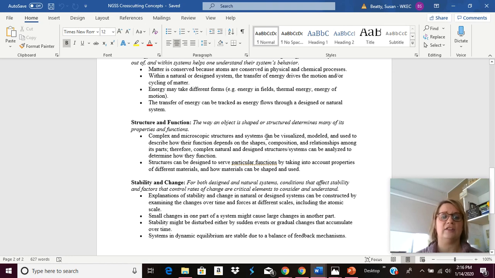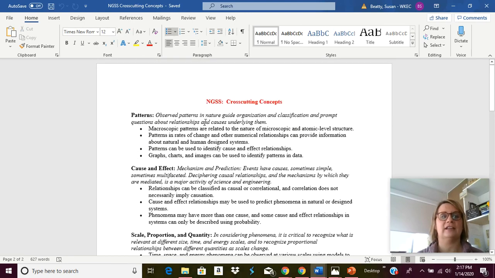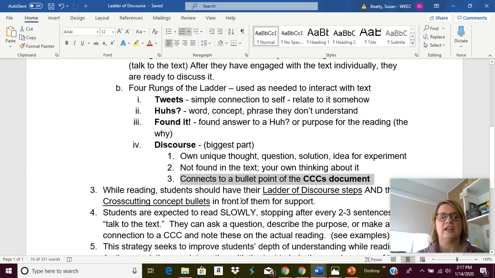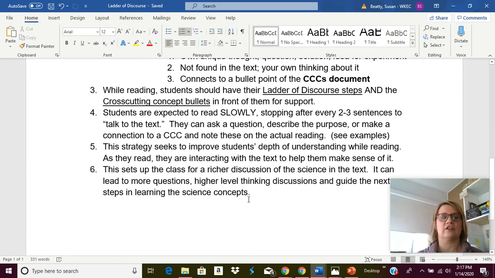This is a way that they can actually make sense of, say, energy. If they're reading about energy in a particular reading, they can use that bullet or whatever. How does it relate to it so that they can kind of make a connection to it? So what they're actually going to do is write on the document. They'll have their ladder of discourse steps that's on here, and their cross-cutting concept bullets with them so that they can use those for support.